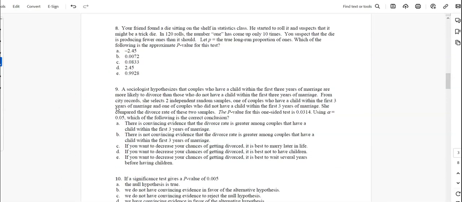Your friend found a die sitting on the shelf in the stats class. He started to roll it and suspects that it might be a trick die. In 120 rolls, the number 1 has come up only 10 times. You suspect the die is producing fewer ones than it should. Let p equal the true long-run proportion of ones. Which of the following is the appropriate p-value for this test? Okay.